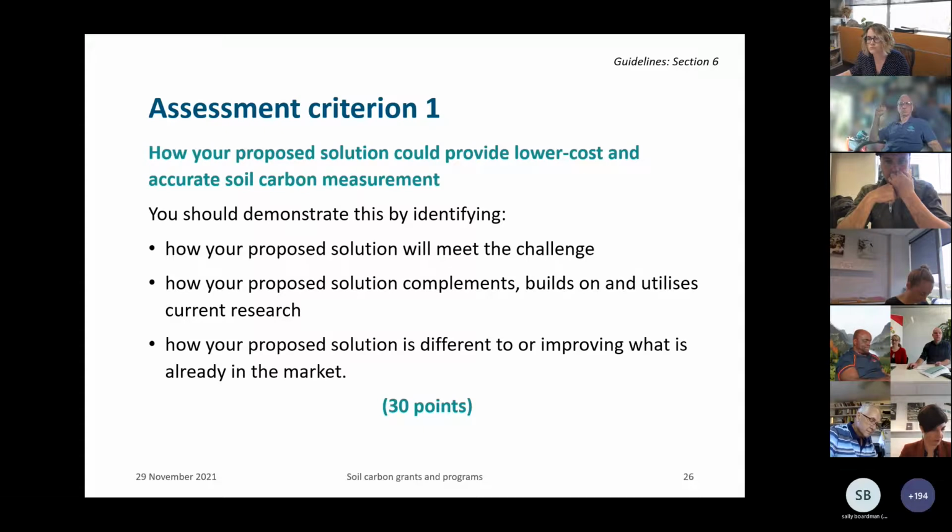Under assessment criterion 1, for 30 points, you will need to outline how your proposed solution could provide lower cost and accurate soil carbon measurement. You should demonstrate this by identifying how your proposed solution will meet the challenge, how it complements, builds on, and utilises current research, and how it is different to or improving what is already in the market.